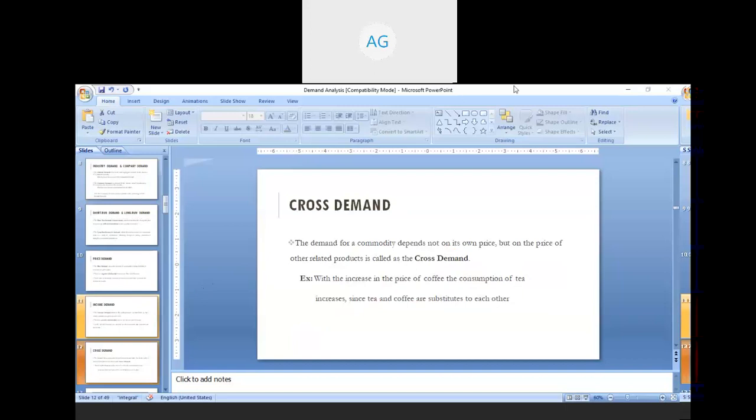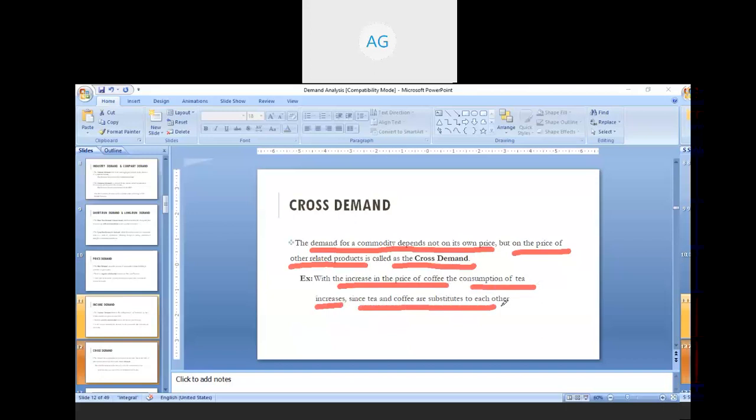And the last type of demand is cross demand. So the demand for a commodity that depends not on its own price, but on the price of other related products, is called the cross demand. An example of cross demand is, with the increase in the price of coffee, the consumption of tea increases, since tea and coffee are substitutes to each other.